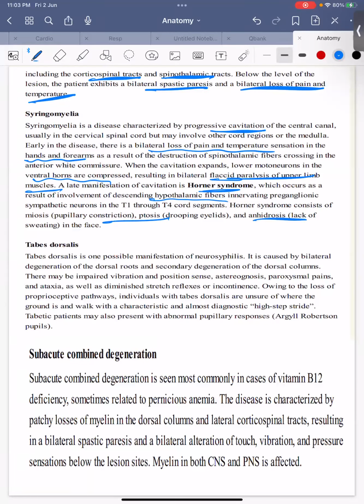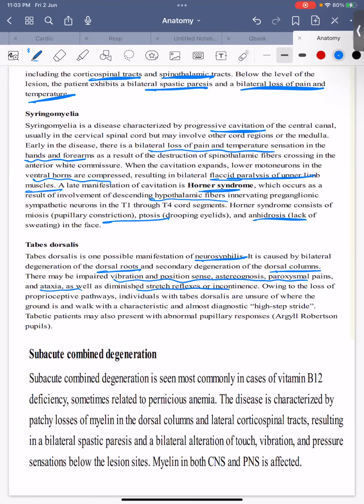Then, tabes dorsalis is seen with neurosyphilis. It causes the destruction of the dorsal column and dorsal roots of the spinal nerves. They cause impaired vibration and position sense, astereognosis, radicular pain, ataxia, as well as decreased reflexes and incontinence.